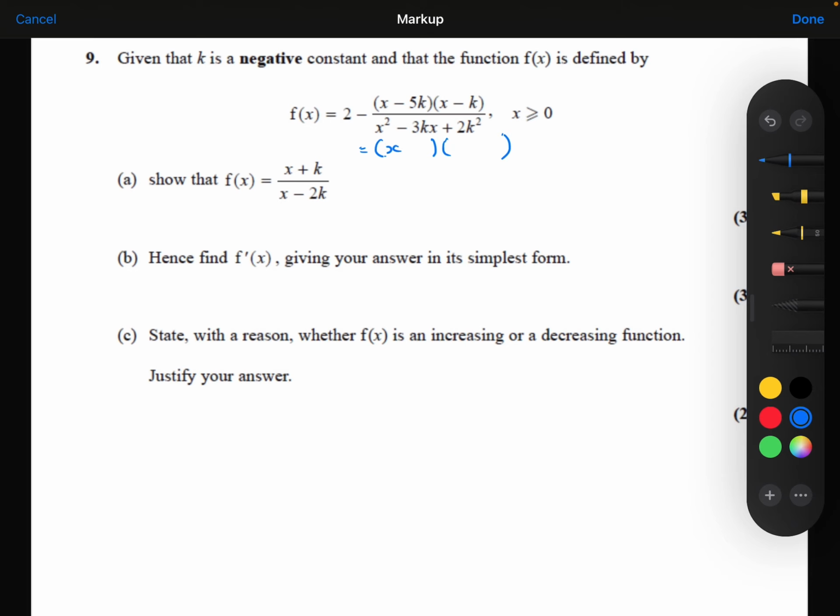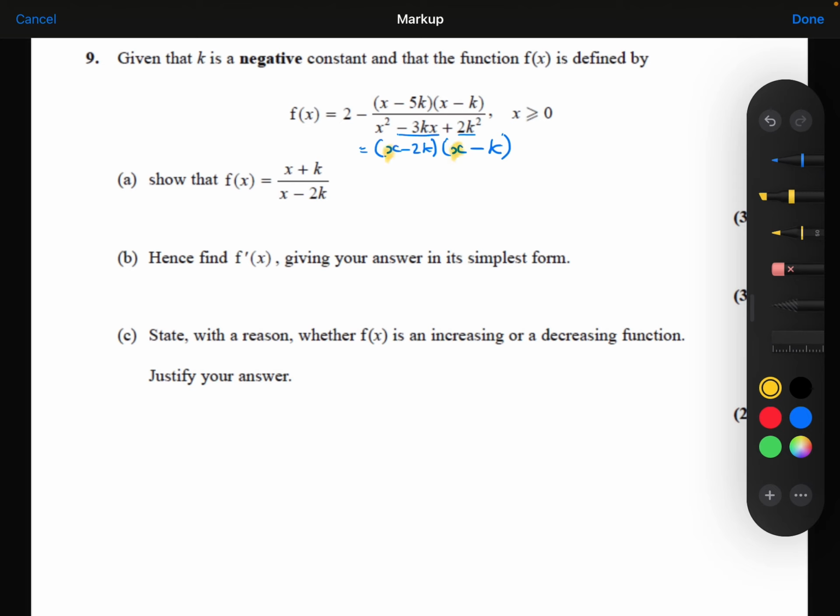We're going to have an x, we're going to have an x, we're going to have a 2k and a k to get the 2k squared. So I know I'm going to have a 2k and a k, and they're both going to have to be negative in order to have the minus 3kx. So let's just double check this.